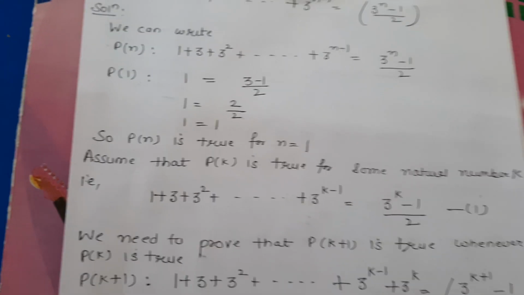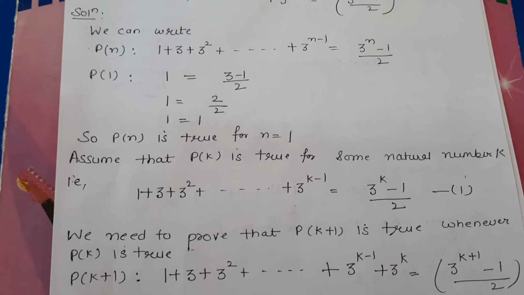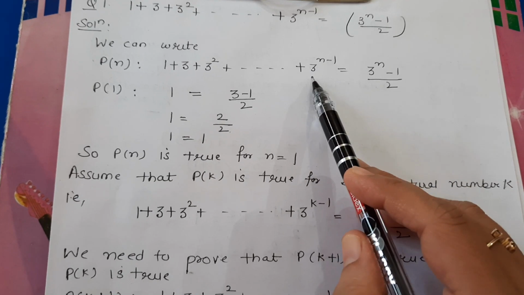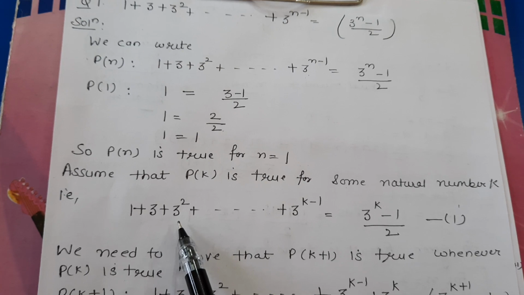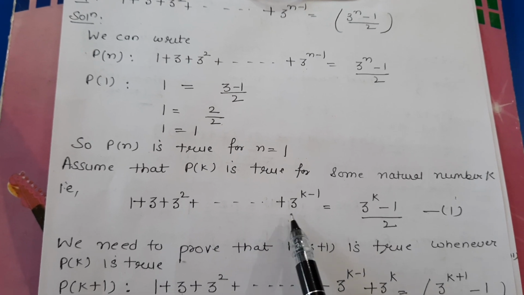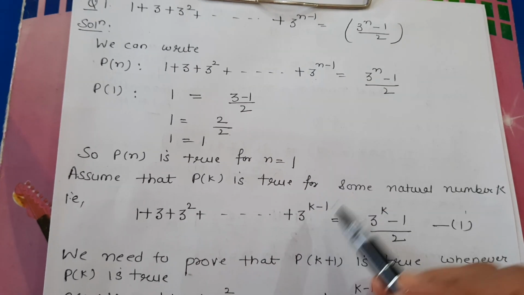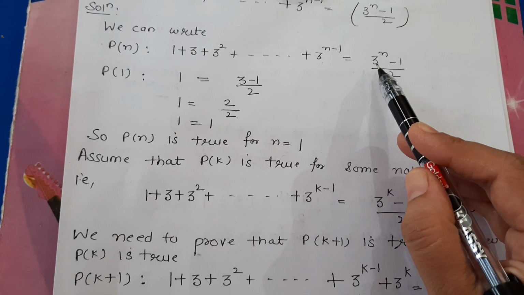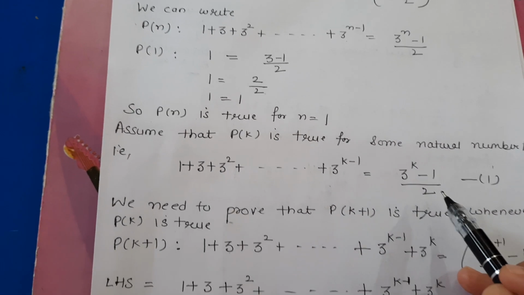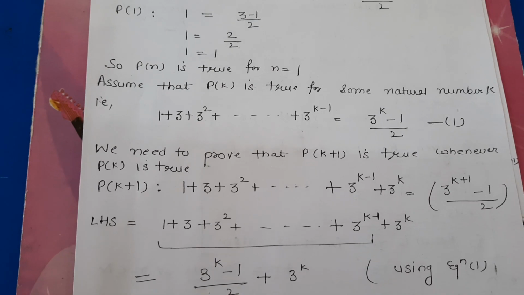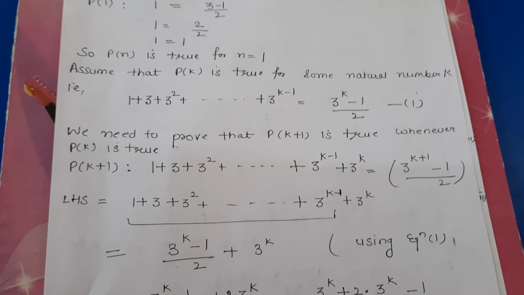Second step, we assume that Pk is true for some natural number k. That means in this given result, you put n equals to k. So the series is 1 plus 3 square and so on up to 3 raised to the power k minus 1. You put n equals to k here. In the same way, on the right hand side, this is 3 raised to the power k minus 1 divided by 2. Now, third step, we need to prove that Pk plus 1 is true whenever Pk is true.